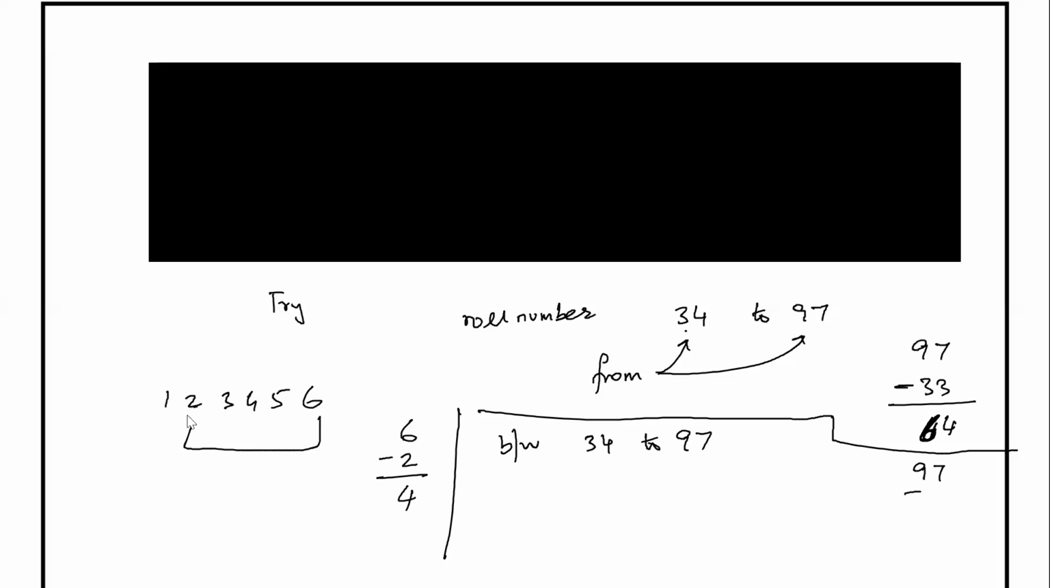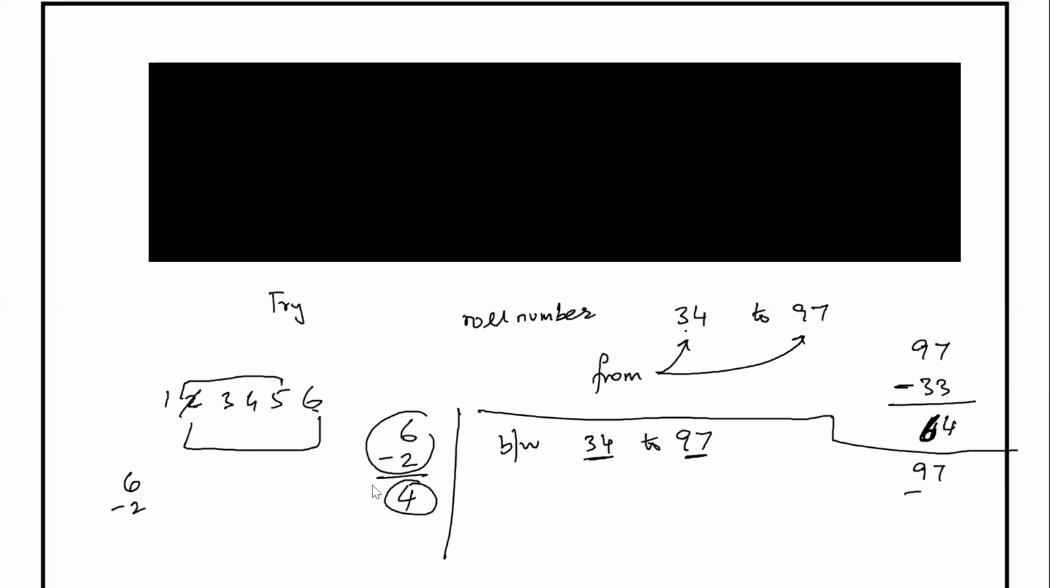So think again, if I were to say between 1 to 6, I know there are 4 students: 2, 3, 4, 5. So how do I solve this question? Should I take 6 minus 2 and all that? What you simply do is, you know that you want to get rid of 97 and 34. If you were to do 6 minus 2, then you're getting rid of 2. Understood? You're getting rid of 2.